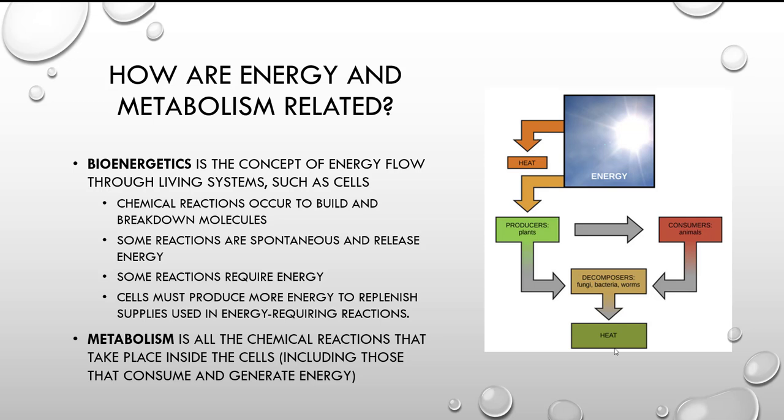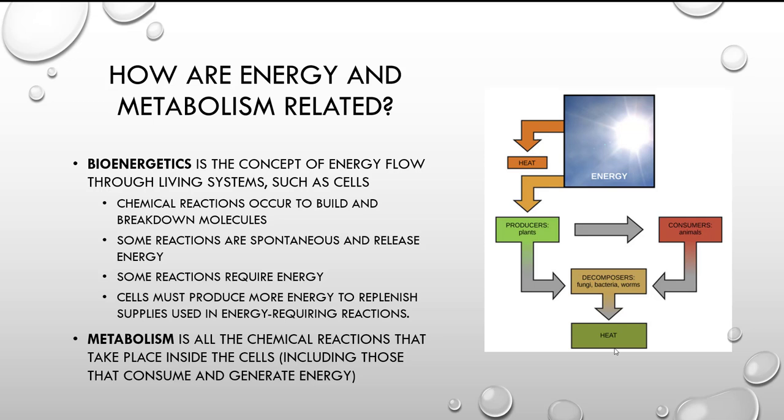Basically, all the chemical reactions that occur inside of our cells, including those that consume energy as well as those that generate energy, all of them together is what we call metabolism. You might think of metabolism in terms of your entire body, whether you have a fast metabolism or a slow metabolism, but basically that's just all the reactions occurring in your body. If you have a fast metabolism, you have lots of reactions occurring, and so you burn a lot of calories, right? And calories are just a unit of energy.